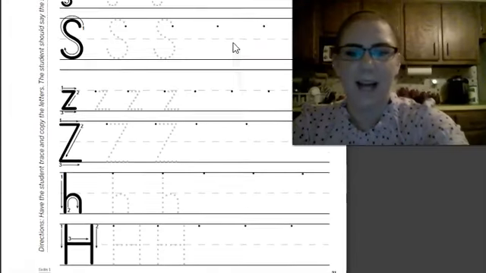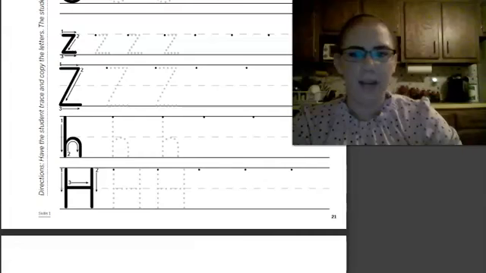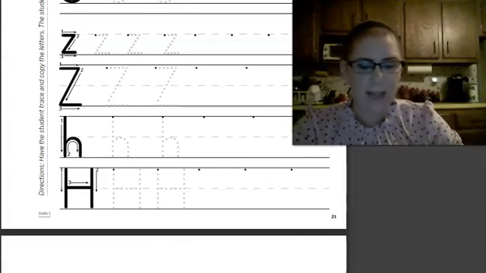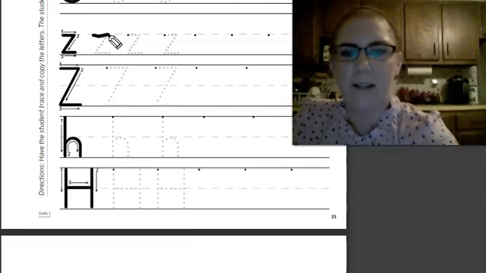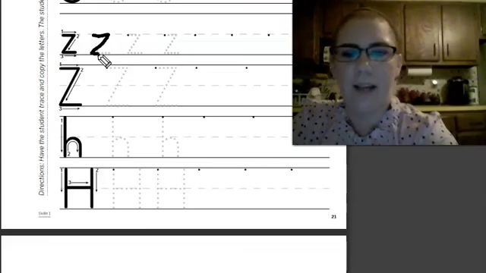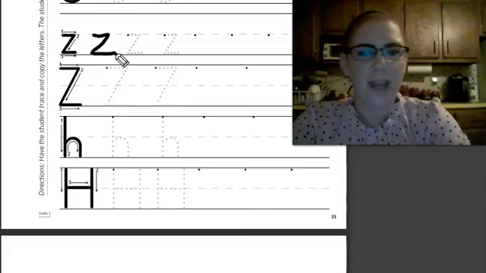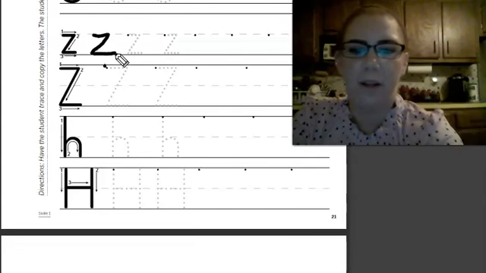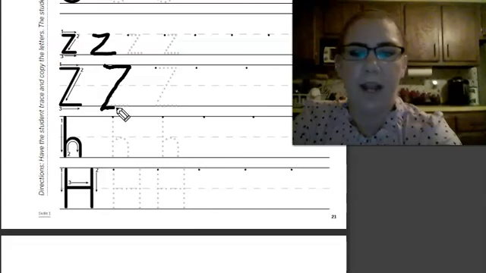Next, let's look at the letter Z. For the lowercase z, we're going to start right below the dotted line. Draw a line across, diagonal, and then another line across. For the capital Z, it looks just like the lowercase, but we start at the top. Draw a line across, diagonal line down, and a line across.